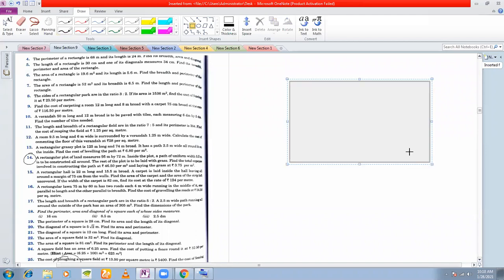Okay, so this is our rectangular plot. If I draw the figure, will you be able to do it? Because I've solved this kind of problem. Okay, so this is your rectangular plot. What are the measurements here? 95 meters.